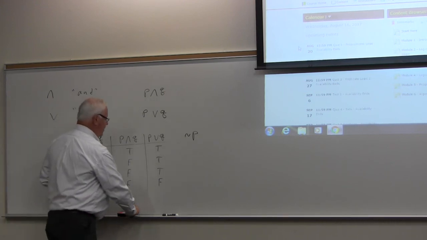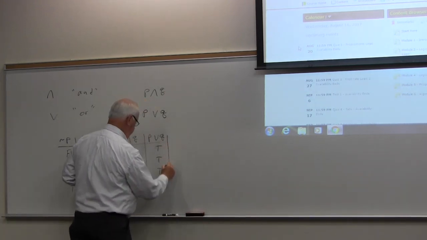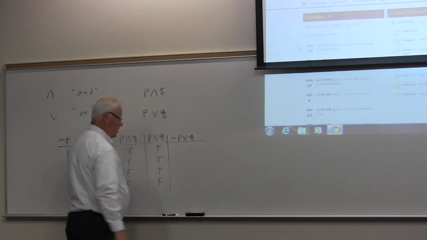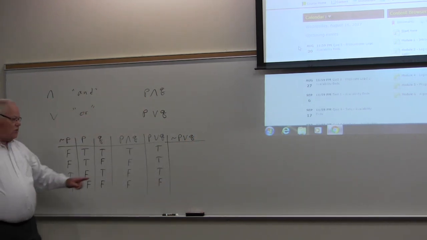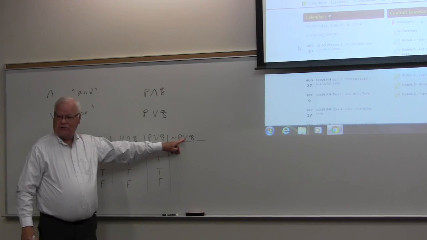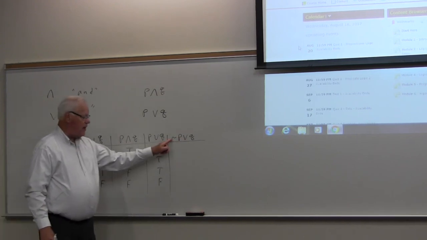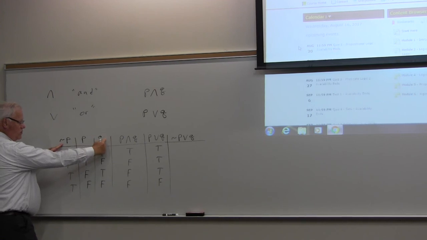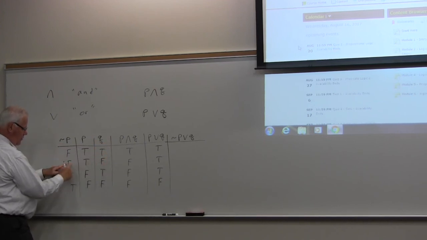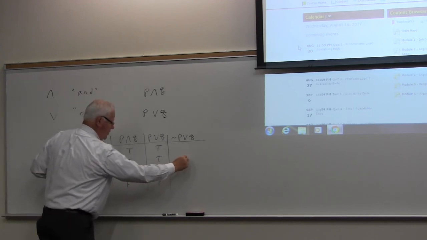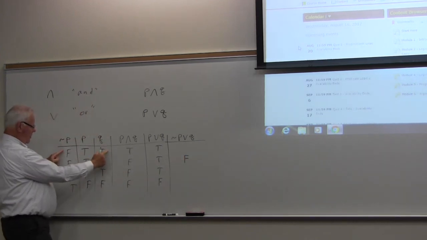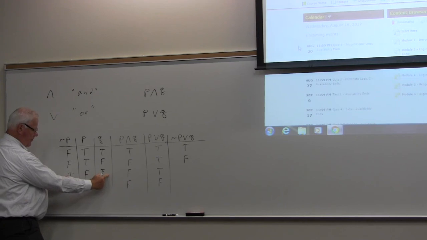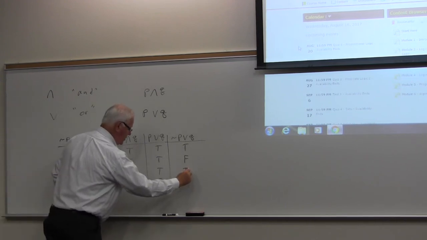So what if I added then, not P or Q? Well, we know that the OR statement is only false when both are false, right? So what I want to do is I want to compare not P and Q. So here's not P, here's Q. It's only false when both are false. Here is where both of them are false, so that's when they're false. Up here, one of them is true. Down here, both of them are true, and down here, one of them is true. So these are T's here.